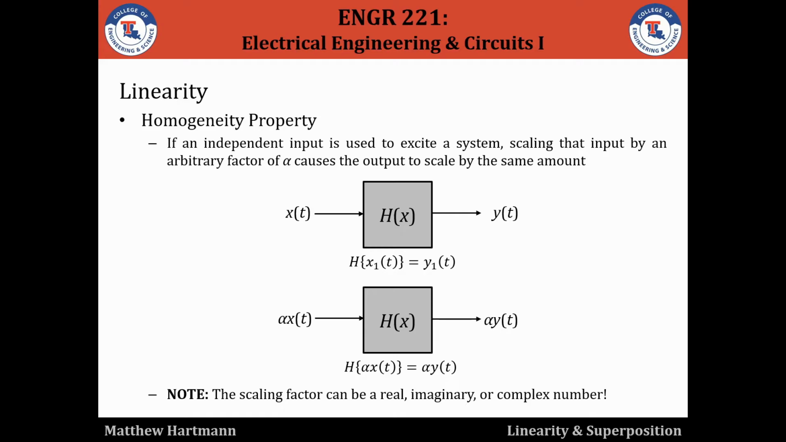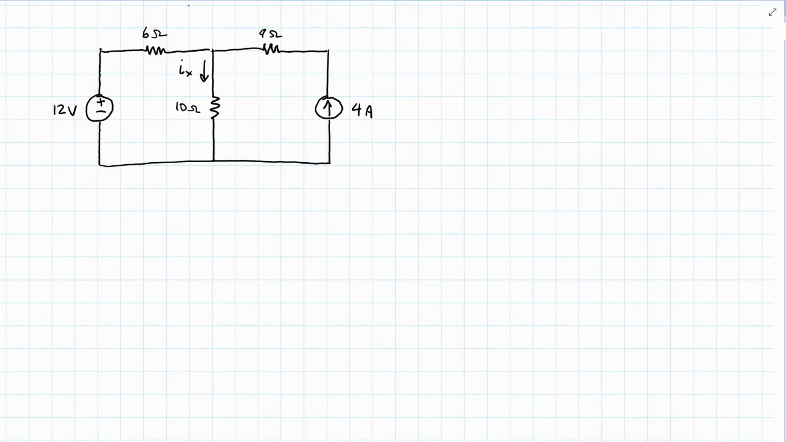Let's work an example problem which will illustrate the homogeneity or scaling property of linearity. This is what our circuit looks like when we've applied the scaling factor of 2 as defined in the problem statement. Our 6-volt source has become a 12-volt source, and our 2-amp source has become a 4-amp source, but all of our resistor values stay exactly the same because the scaling factor only applies to our inputs.